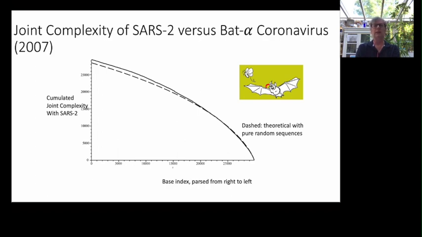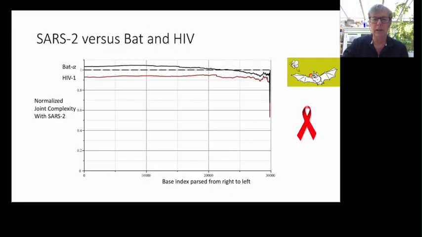So as you can see, the bat alpha coronavirus sequence has some similarity with the SARS-2 sequence. This is a confirmation that they are related.